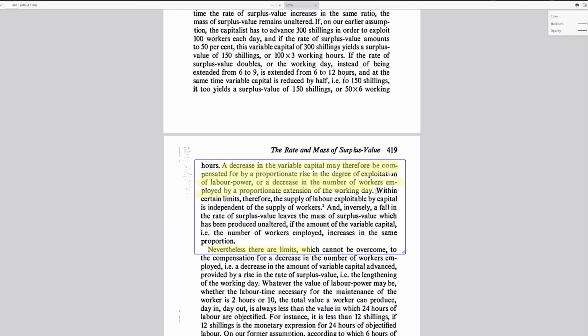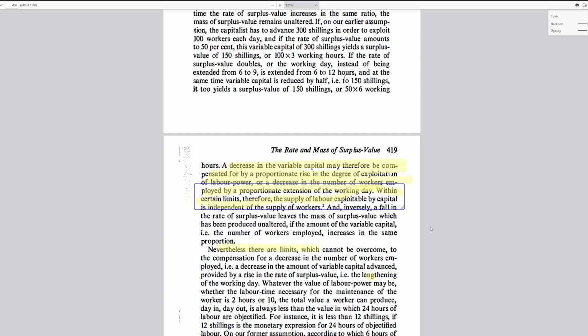I guess just to continue this paragraph, "within certain limits, therefore, the supply of labor." Why can't I highlight this? Come on. Okay. Oh, this is just terrible.